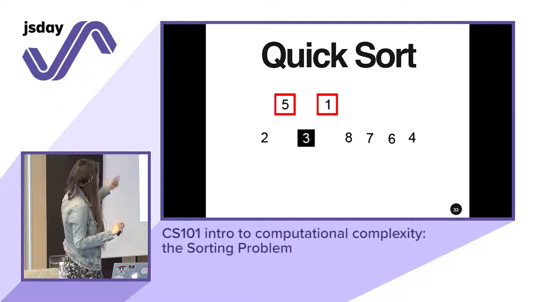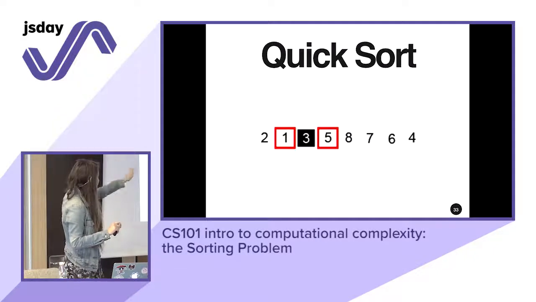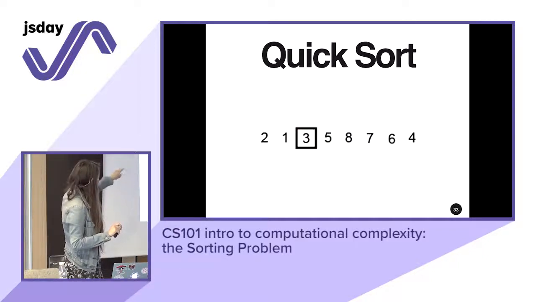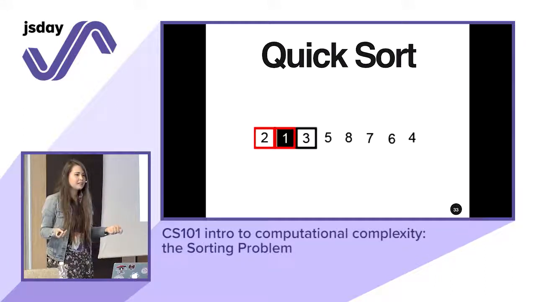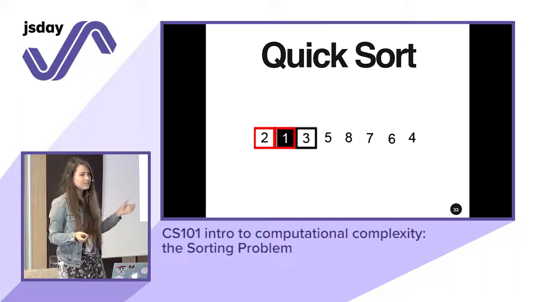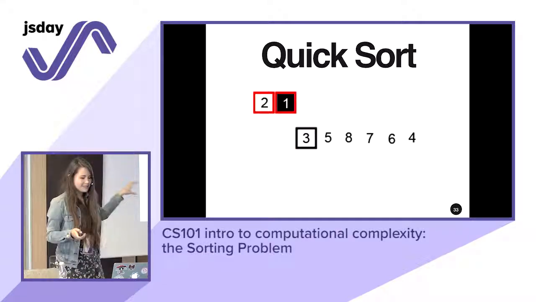And in this case, you can notice that 1 and 2 are smaller than 3, and the rest of the array is greater than 3. So in this case, we're left with 2 arrays, an array of 2 and 1, and an array of 5, 8, 7, 6, and 4. And what we will do next is just call the quicksort function recursively in those arrays.